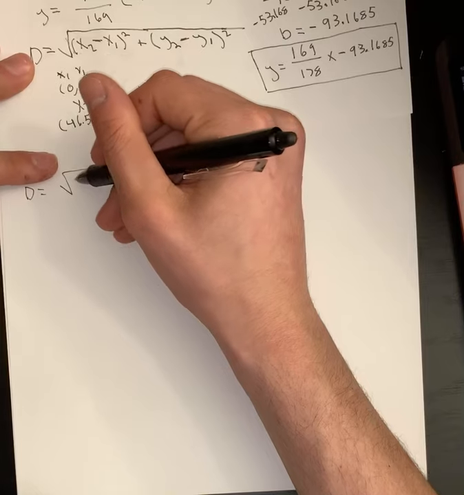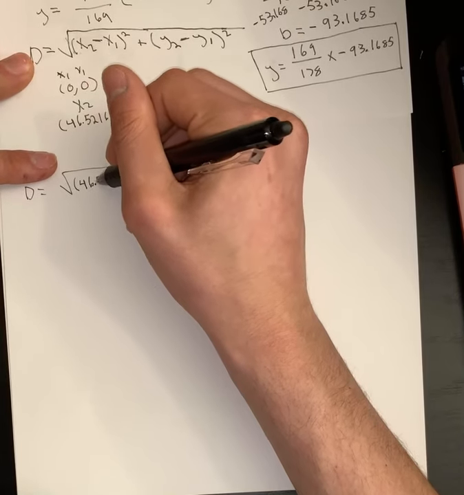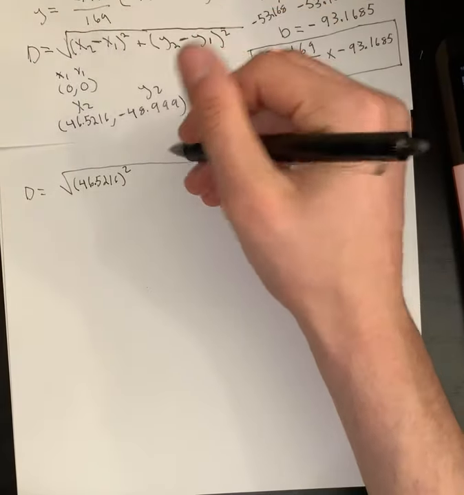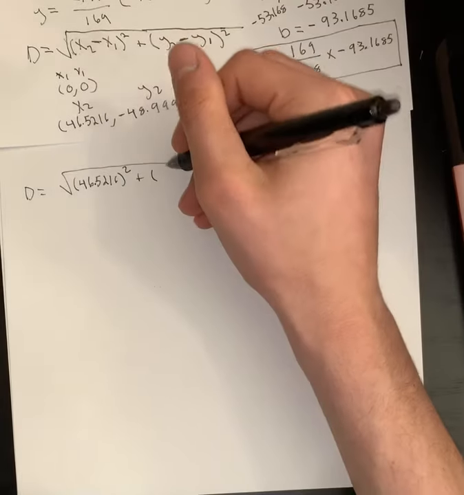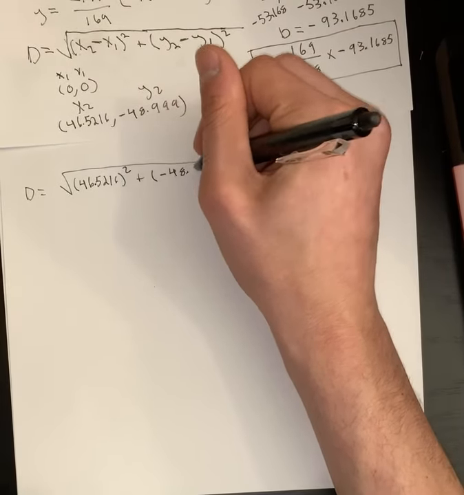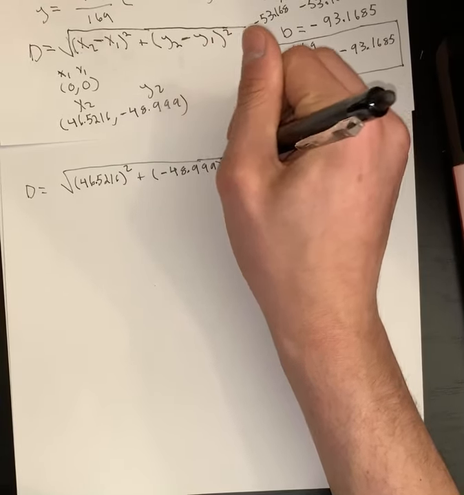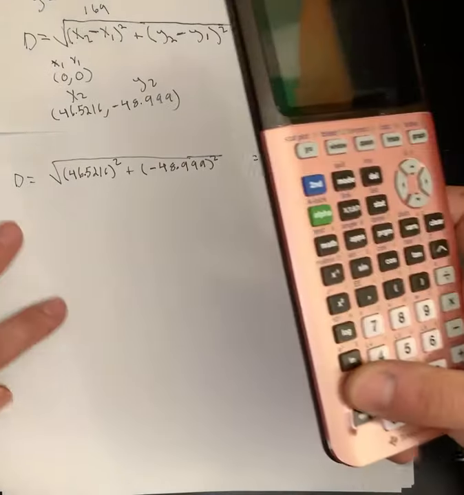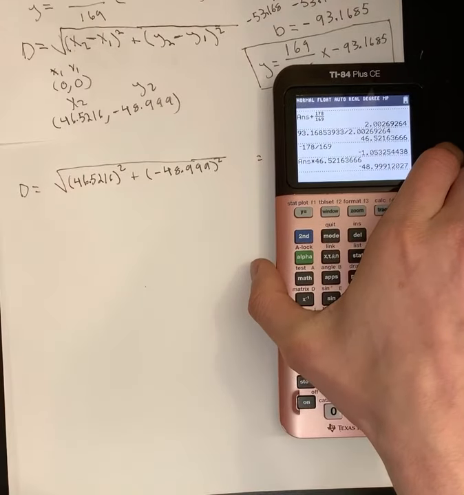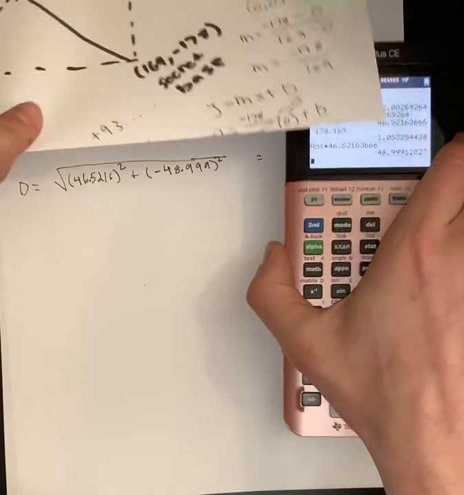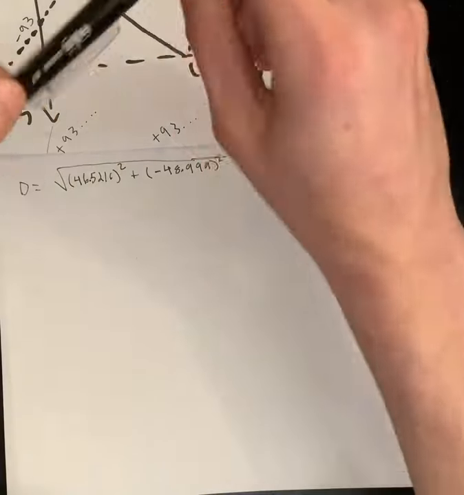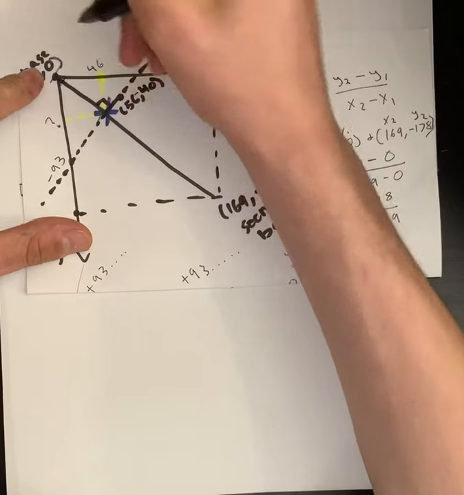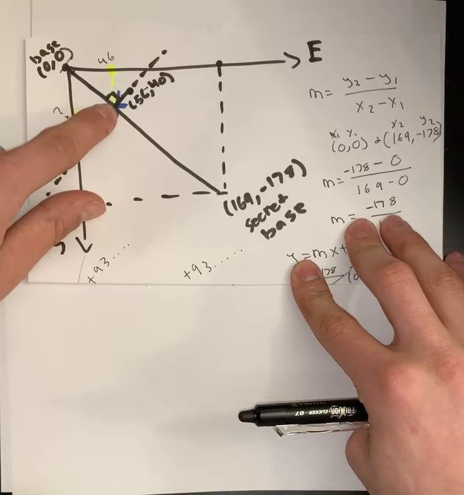So we can go off 46.5216 squared, because if we subtract x1, we're just going to get a zero. And then same with the y2. So we can just say negative 48.999 squared. And that's going to give us the distance of this right here, from the base to the closest point to Mount Rainier.